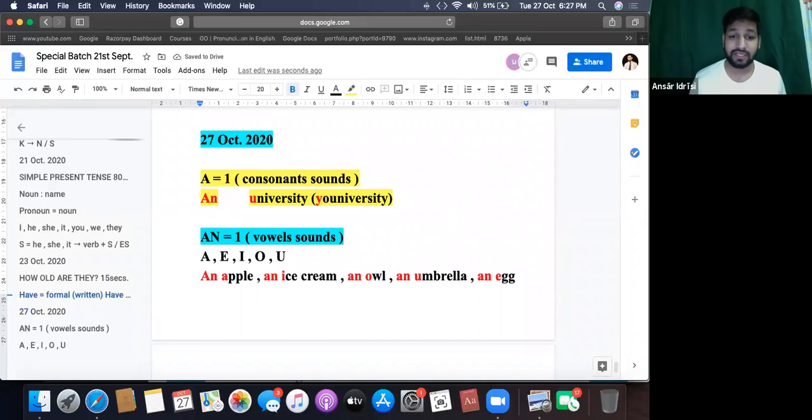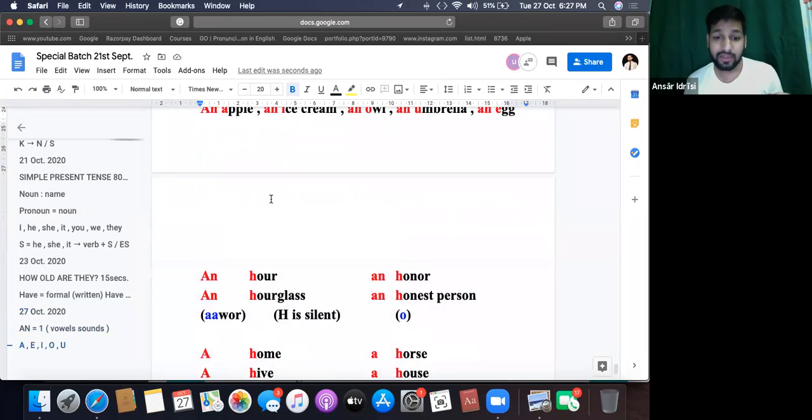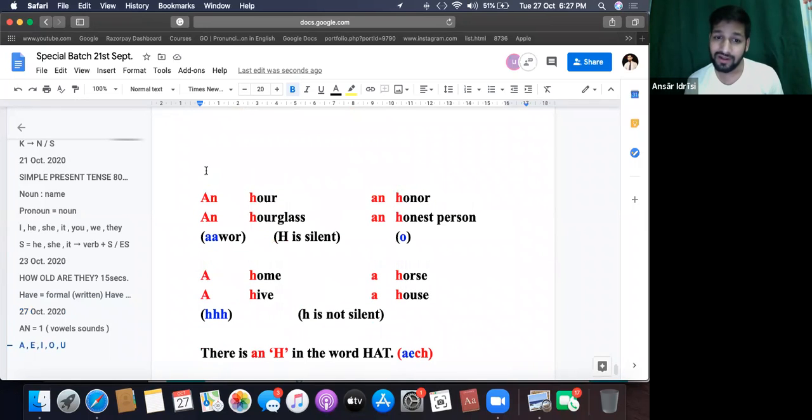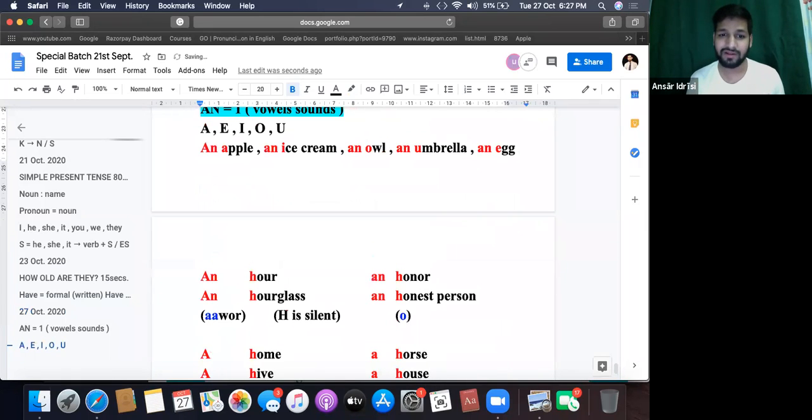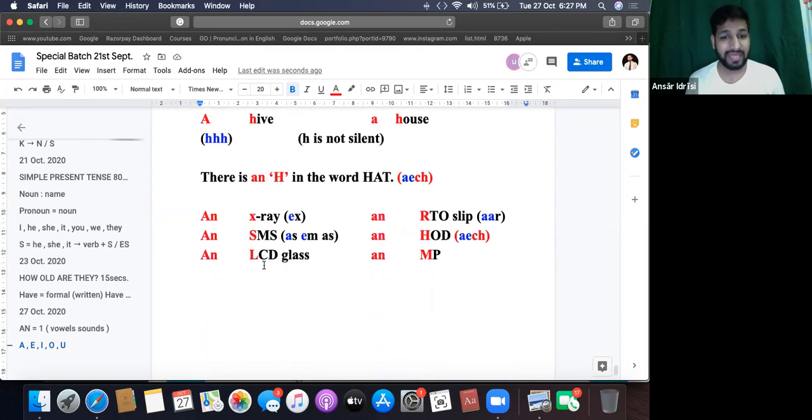All right, my dear friends. So this is "a university". The word is starting with U, but the sound is consonant, and for consonant sounds we're going to use "a". Here the word is starting with a vowel, and we are putting "an". And here the words are starting with consonants, but still we are putting "an". Why? Because of their sound.